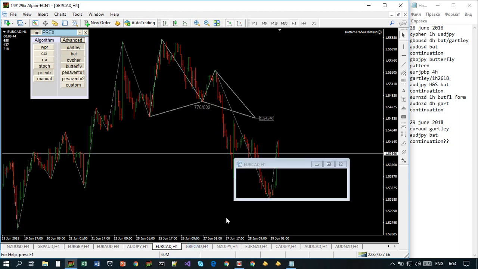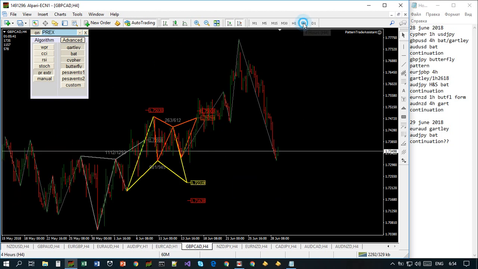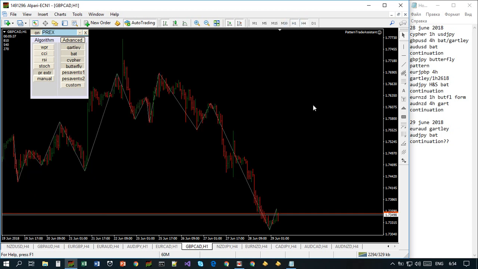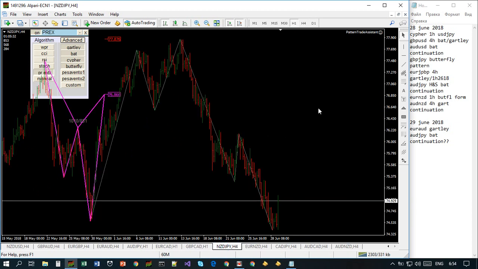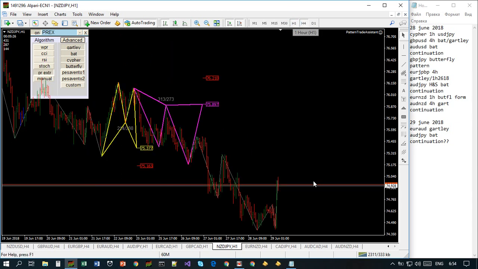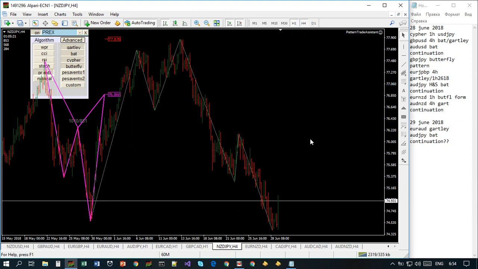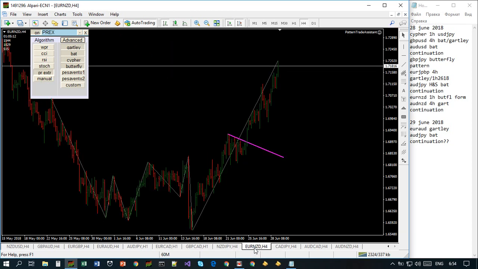Okay, this was Euro Canadian, Pound Canada 4 hour, and 1 hour. Nothing. If there is nothing based on the advanced pattern approach, there is nothing based on the harmonic approach as well. But if there is some pattern, it is also a pattern based on the harmonic approach, but maybe some different pattern.